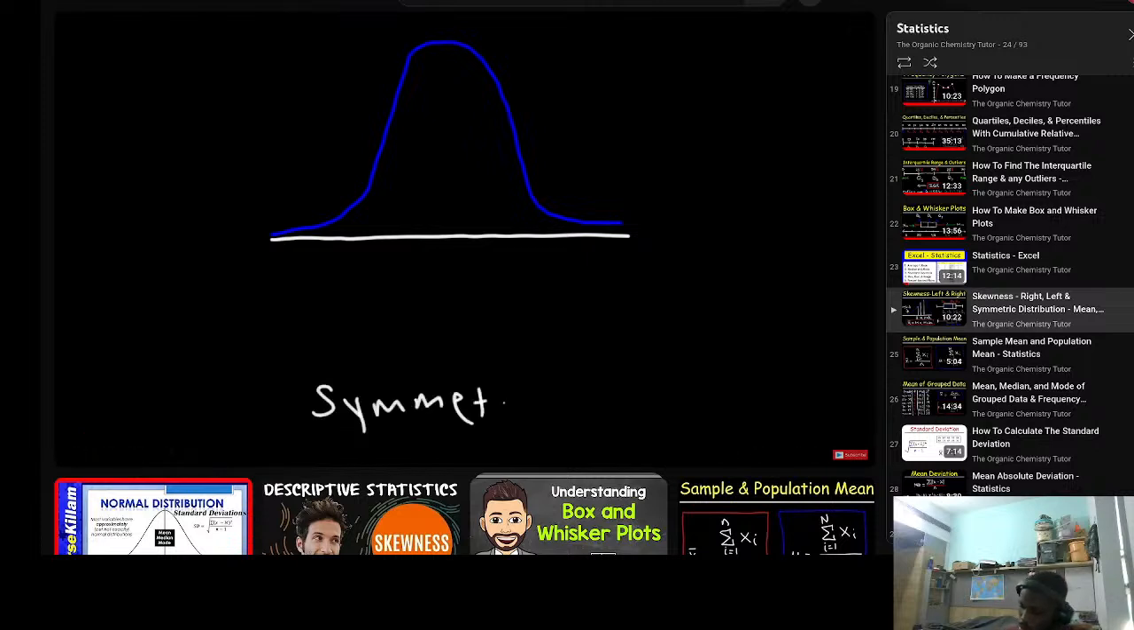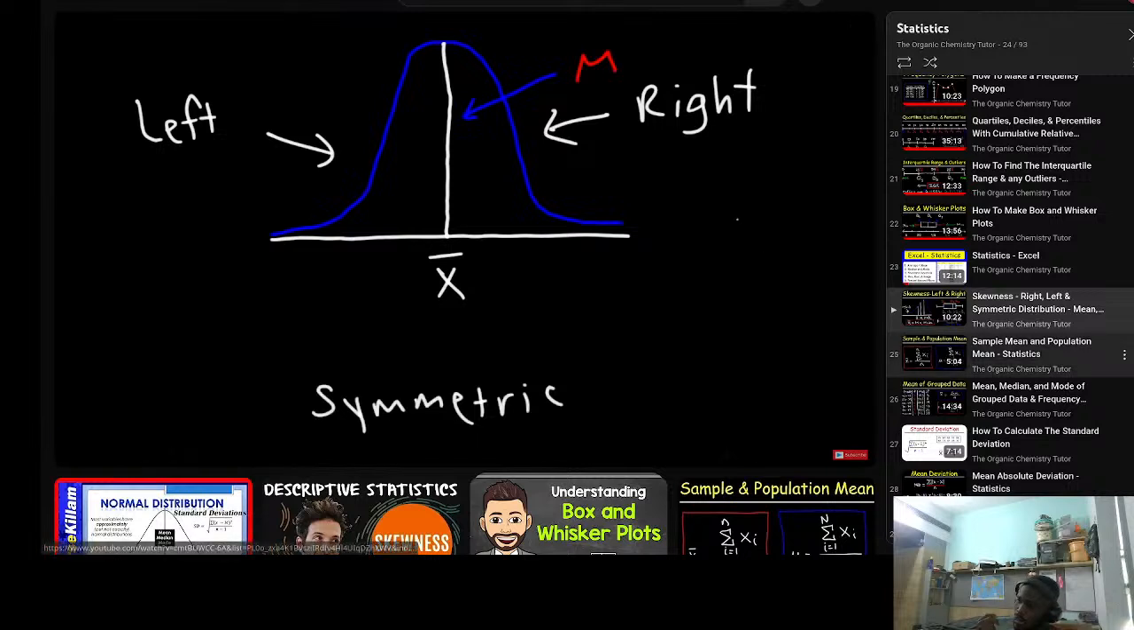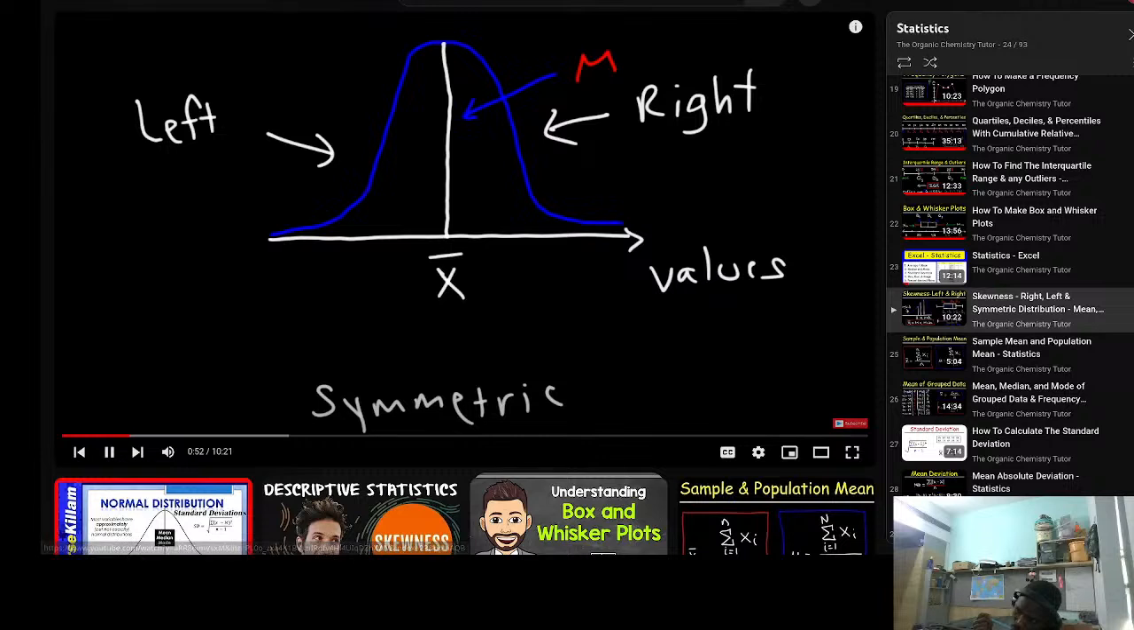Now, why is this distribution symmetrical? If we draw a line right in the middle, notice that the left side is basically identical to the right side. And so that makes this distribution symmetrical. And right in the middle, we're going to have the mean. And this also represents the median, which is in capital M. Now on the x-axis, we basically have the values. On the y-axis of this graph represents the frequency of those values. So what do you think the mode is?